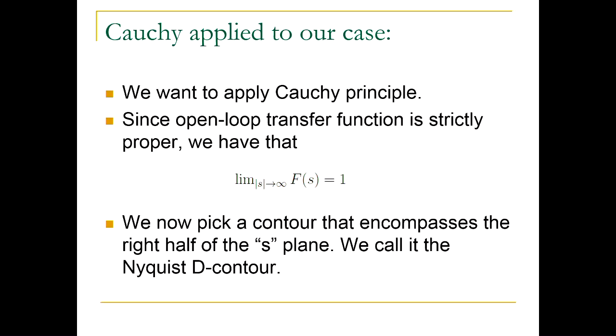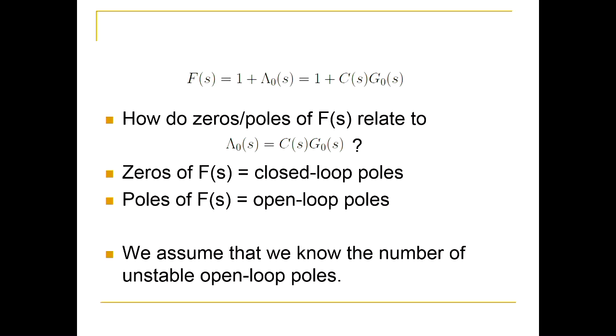So how do we now put these ingredients together? Well, we need to use Cauchy to conclude about stability of the closed loop from the frequency response and the number of open loop unstable zeros. So what I will do, I will basically assume that I know the number of open loop unstable poles, and I will plot the frequency response of lambda 0.